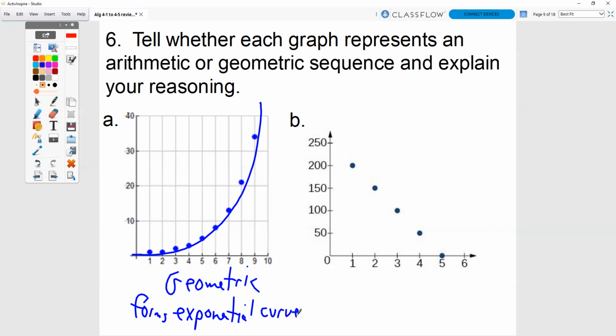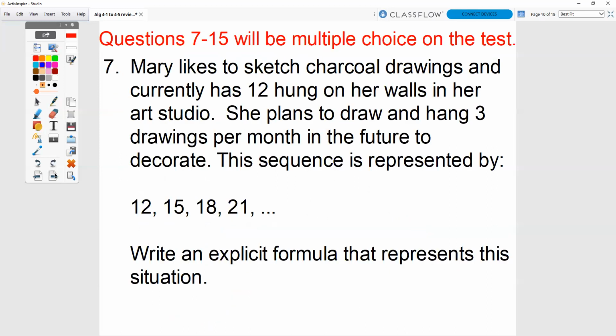This one forms a straight line. All right, so it's linear. Therefore, it is an arithmetic sequence because it forms a line. Curved are geometric, lines are arithmetic. In question number 7, on the test, these will be multiple choice.